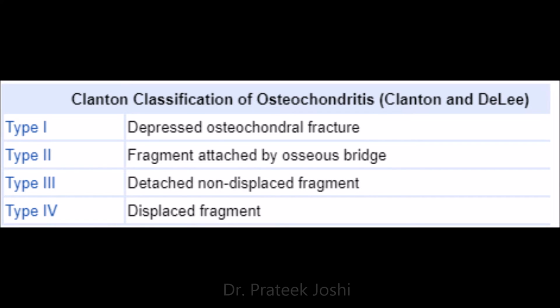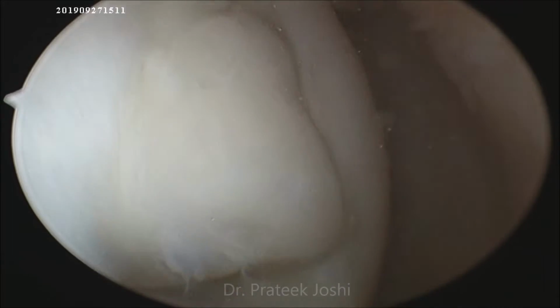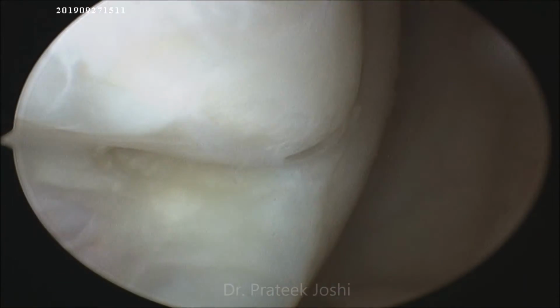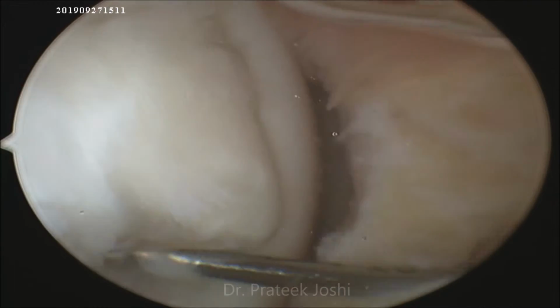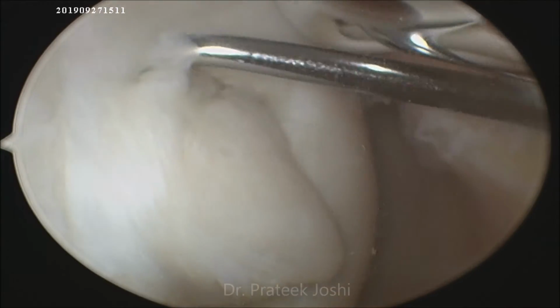In our case, part of the OCD fragment is fractured and displaced, whereas the other part of the fragment is fractured but not displaced. So in this case, our plan is to excise the OCD fragment and heal the defect with the growth of fibrocartilage by doing microfracture procedure.